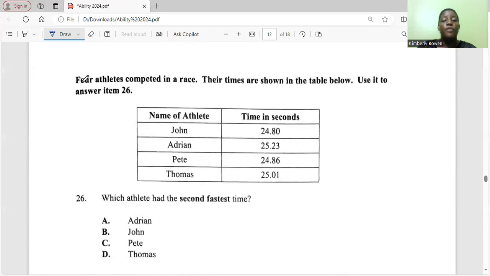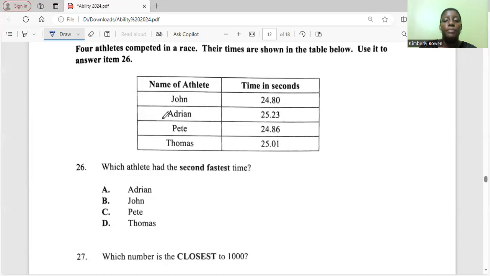Next question. For athletes competing in a race, their times are shown in the table below. Use it to answer item 26. John, Adrian, Pete, Thomas. These are the names of the athletes. The times in seconds: 24.80, 25.23, 24.86, 25.01. Which athlete has the second fastest time?